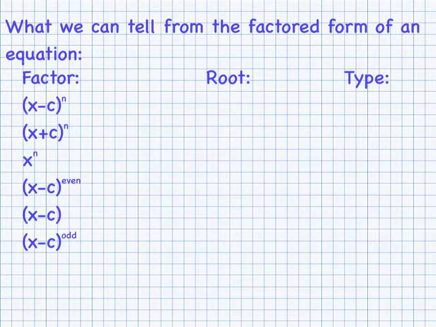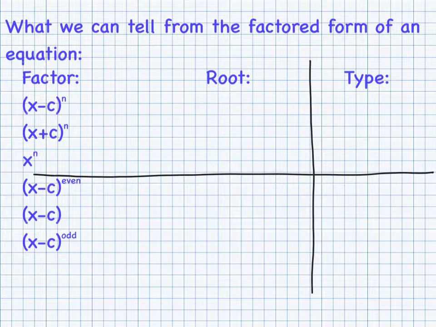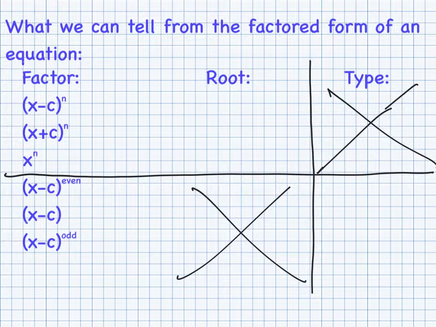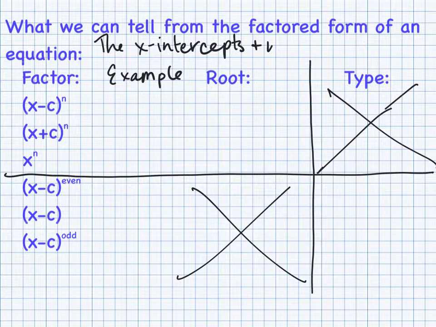So in this one, this is a table you need to put in your notes. I'm not going to worry about the type for this part or the actual root for this part, and then I'm going to add in an example. Starting from the top, what we can tell from the factored form of an equation are the x-intercepts and what type they are.